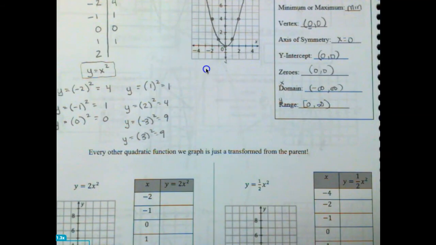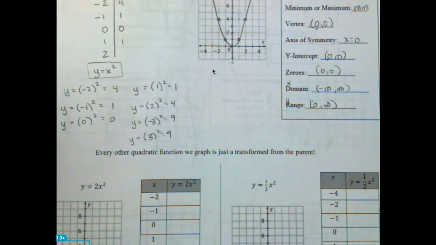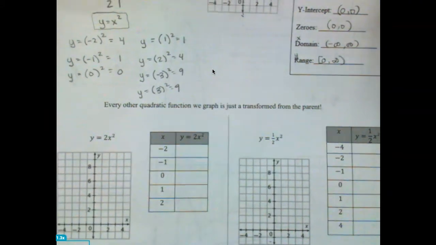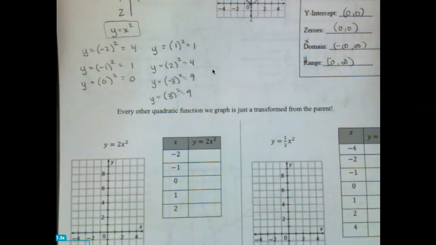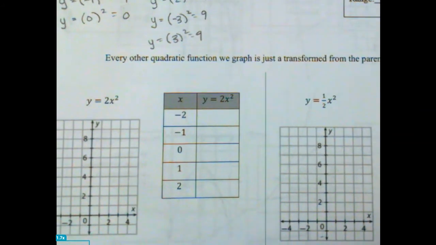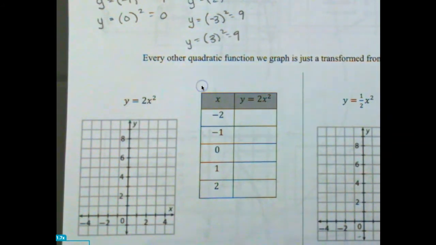I have a few to borrow, but I've been telling you guys all year that you're going to need this calculator. So the graphing calculator is going to come in very handy here. In fact, if you don't have one, you're going to have to do it by hand. And I don't want you guys to have to do that, but without a calculator, it's going to be tricky.